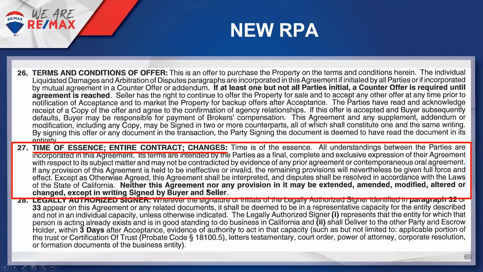Now, time is of the essence. There's not a big change there, but this has been pointed out, and I can't tell you how often agents will tell me that a buyer or seller is obligated to do something. Why? Because I have an email. No, doesn't work that way. Neither this agreement nor any provision in it may be extended, amended, modified, altered, or changed except in writing signed by the buyer and the seller. So, it has to be reduced to an addendum.